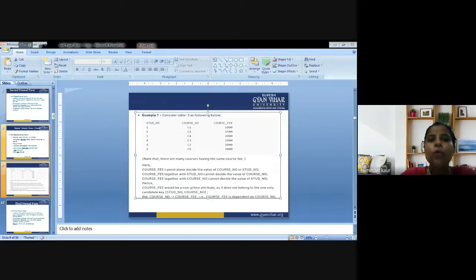But course number is deriving course fee. That is, course fee is dependent on the course number, which is a proper subset of the candidate key. Non-prime attribute course fee is dependent on the proper subset of the candidate key, which is partial dependency, and so this relation is not in 2NF. Now, to convert the above relation into 2NF, we are supposed to consider table number 1 and table number 2. I am showing you the example here.